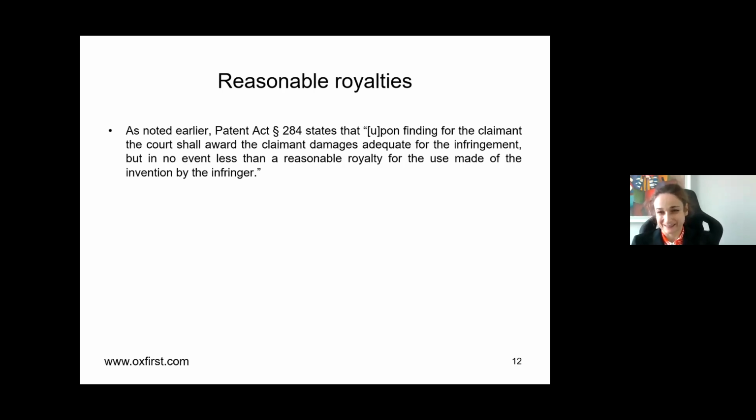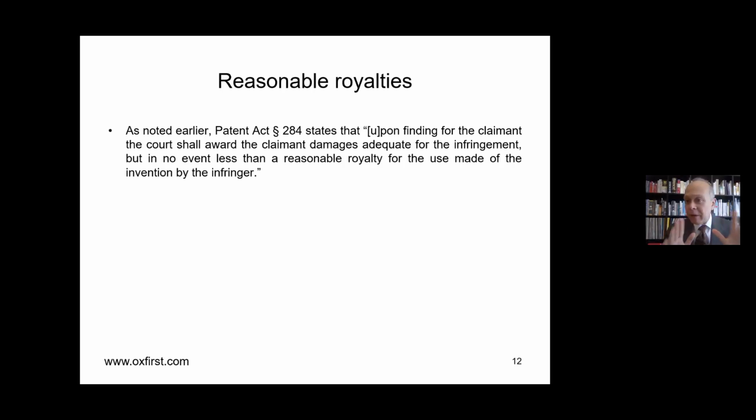So I'm going to move on to reasonable royalties. And so again, in the context of the Patent Act, Section 284 specifically refers to reasonable royalties.